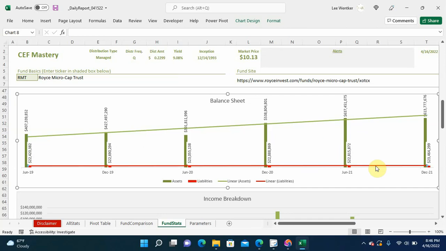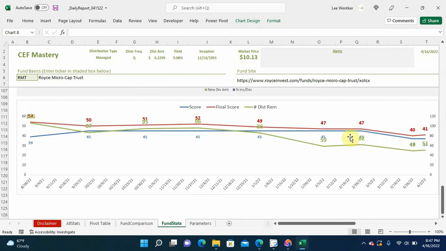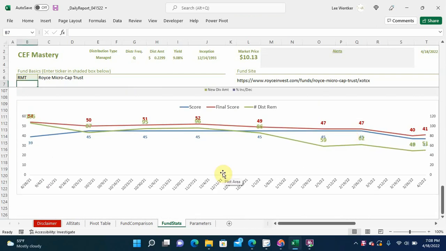Before we do that, we're going to move on to the second added feature to the Closed-End Fund Mastery Super Screener and Interactive Report, which I think will have a much more significant contribution to the program, and that is the fund score history chart. The fund score history chart records the score, final score, and the estimated number of distributions remaining of a fund on a monthly basis. You can think of the score as the managerial report card for a particular fund and see how well that fund has managed over the long term.